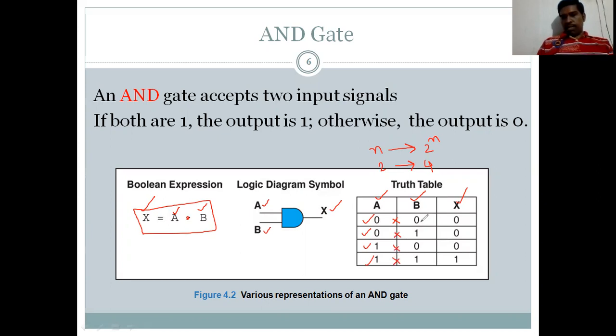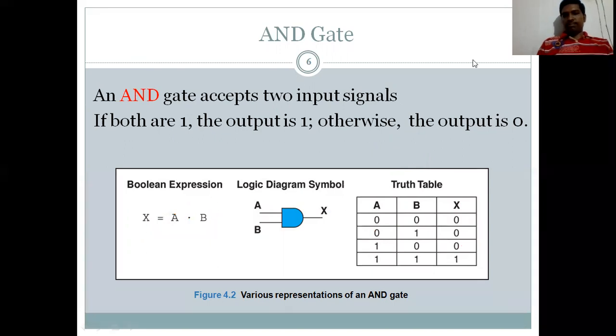So here we are having 0 into 0, output will be 0. 0 into 1, again 0. 1 into 0 is 0. But only in the last case, we are having two ones. So two ones multiplied, then we will get 1 as the answer. Likewise, we need to create a truth table. Okay, next.